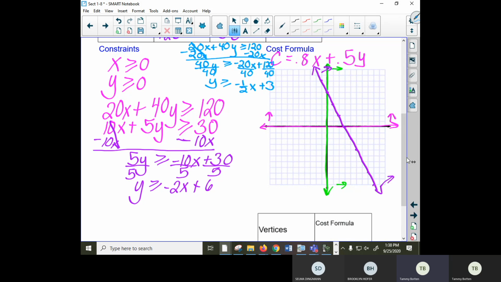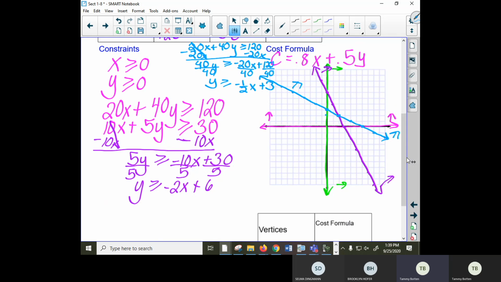Okay, so I'm going to go up to 3, and then it's down 1 over 2, which is the same as up 1, left 2. Now in this one, 2, it's a greater than, so we're above.